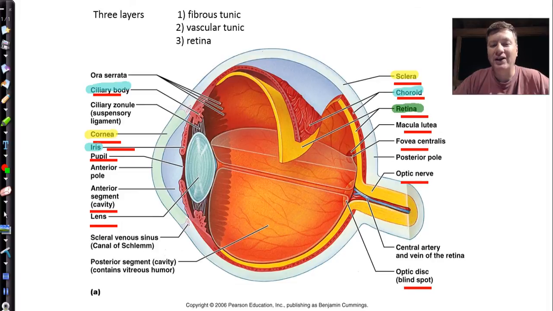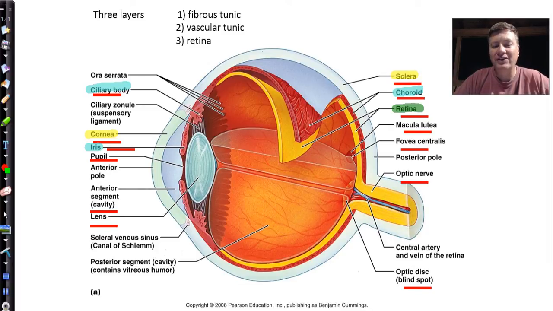The ciliary body suspends the lens. The tension on the ciliary body controls how flat or how round the lens is. The lens has to be really round to focus on objects that are up close, and it has to be relatively flat when we're focusing on things far away.